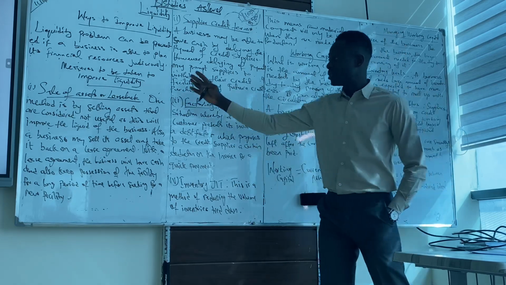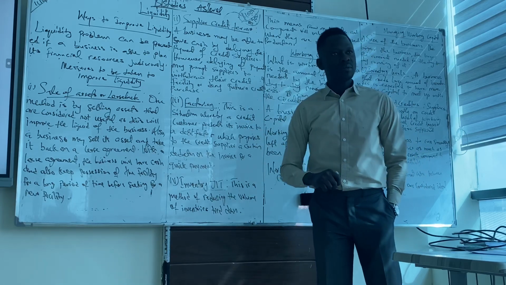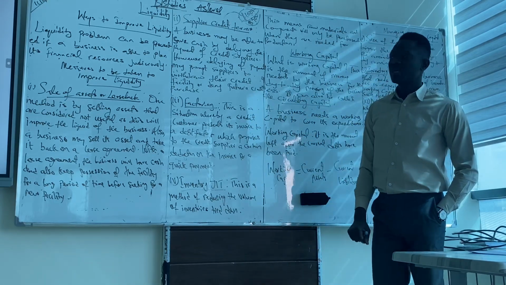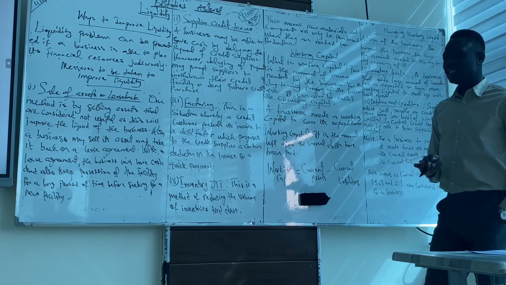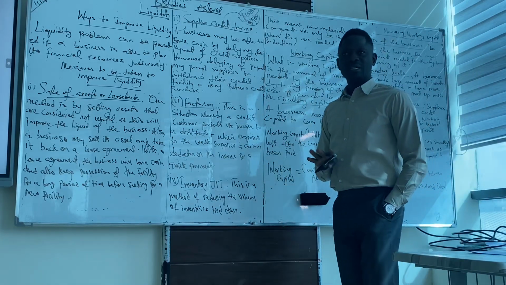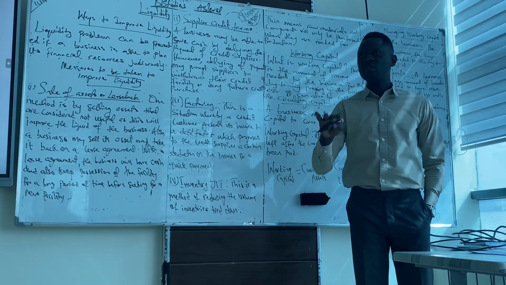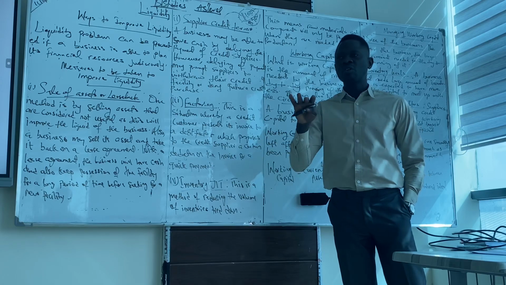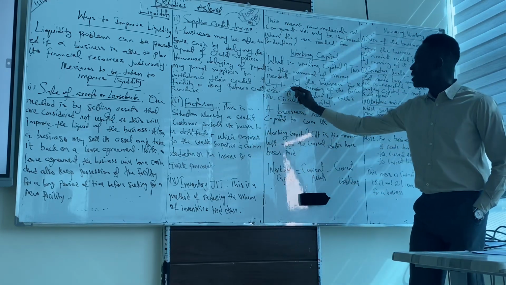So these are methods which a business can use to improve its liquidity. Any question about liquidity improvement? Good. So that takes us to working capital. Working capital simply means the amount of money a business needs for the day-to-day running of the business, the day-to-day activities of the business. It is also called the circulating capital.